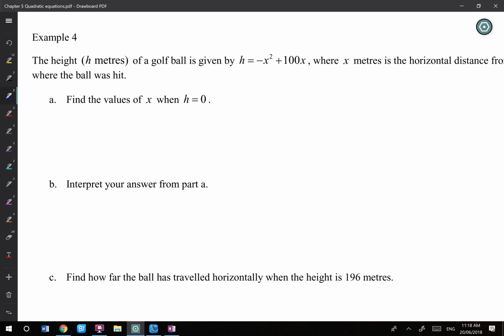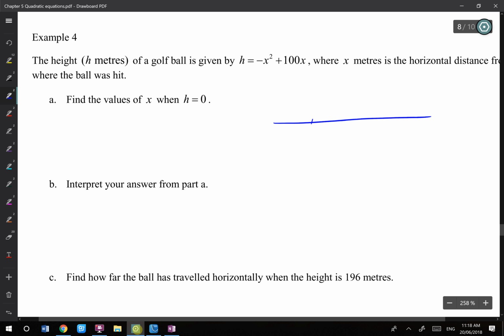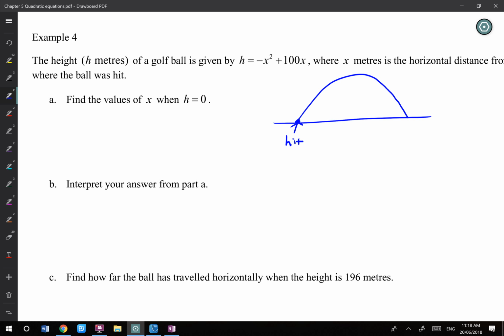The height of a golf ball is given by h equals minus x squared plus 100x, where x meters is the horizontal distance from where the ball was hit. So I hit the ball and it flies. Can you imagine what the ball looks like? The ball should go like this, right? I hit it from the ground and then it goes up to the highest point, and then goes down and drops to the ground.